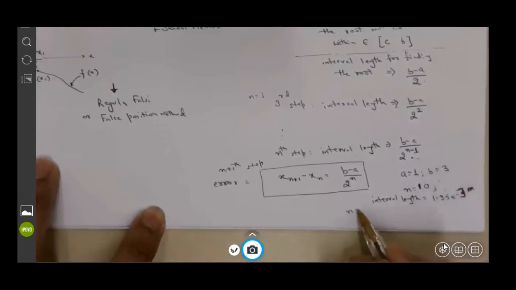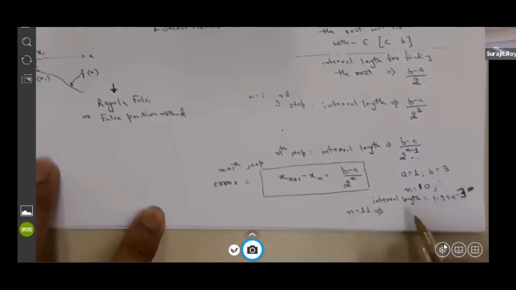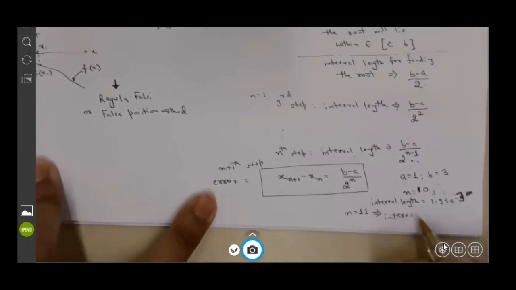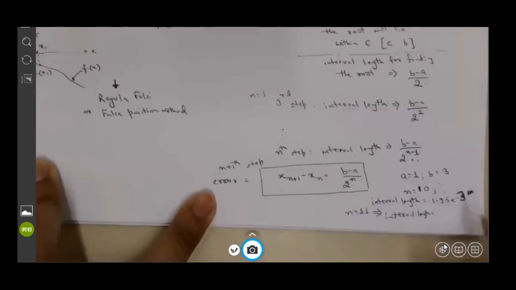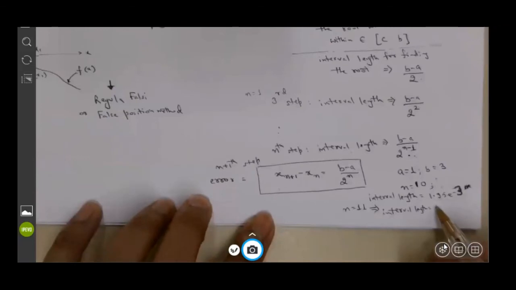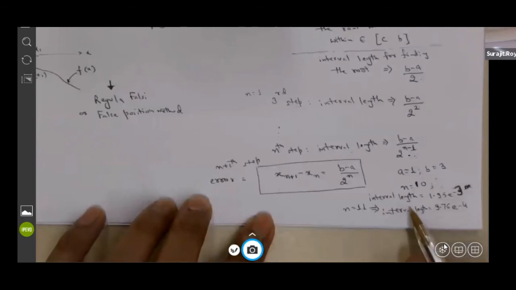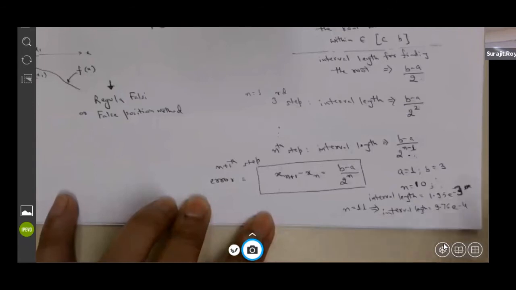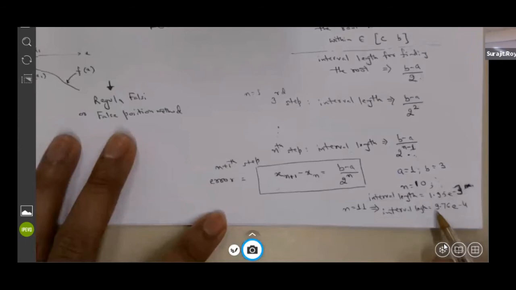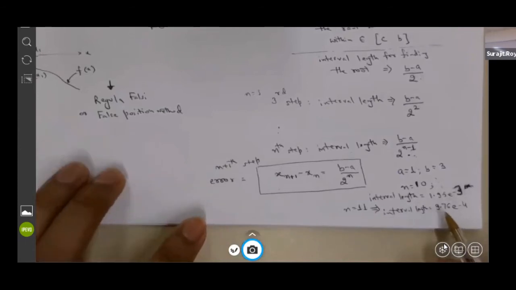So when n equals 11, what will be the interval length now? Different answer. 9.765 times 10 to the negative fourth. So you will see that as you increase the number of steps, the interval length is getting shorter and shorter and shorter. Does that make sense to you, what I'm saying?